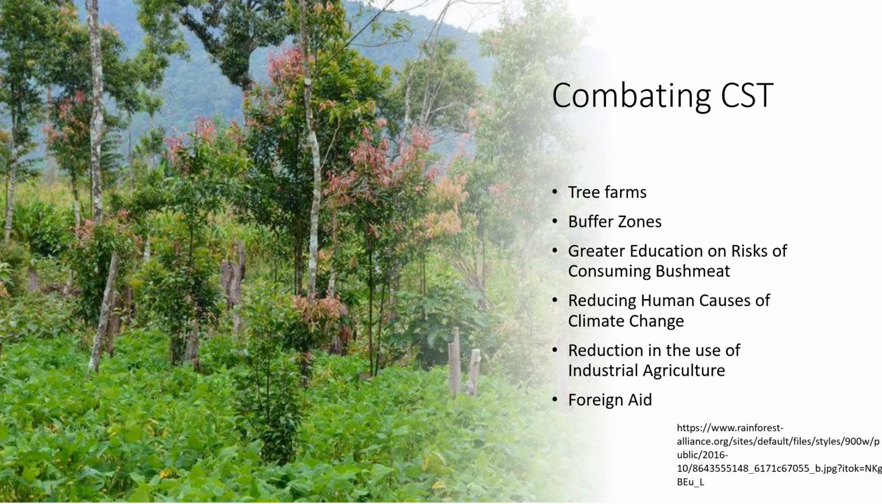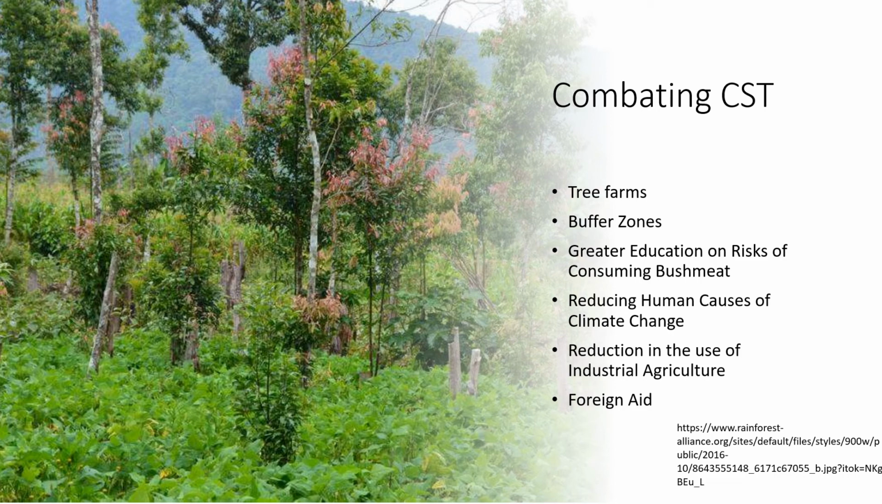Another way to reduce the risks of CST would be a reduction in the use of industrial agricultural practices. These practices put undue stress on animals and humans, which creates greater risk for transmission and contraction of disease. Converting to smaller organic farms can reduce the number of animals that people interact with, as well as maintain a higher concentration of healthy animals.